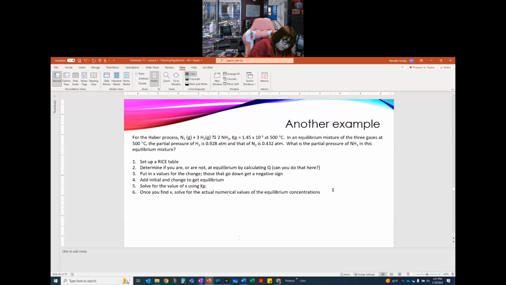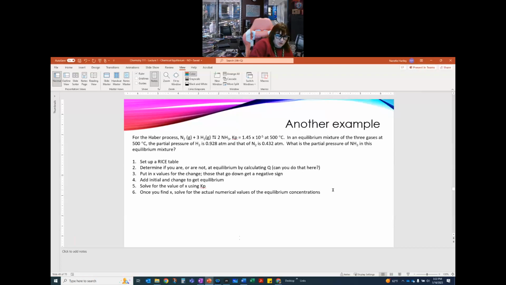And we talk about the Haber process, of course, because I love the Haber process. N2 plus 3H2 goes to 2 NH3. Now this is a gas, this is a gas, this is a gas. And so they give me a Kp, and that's equal to 1.45 times 10 to the minus fifth at 500 degrees C.